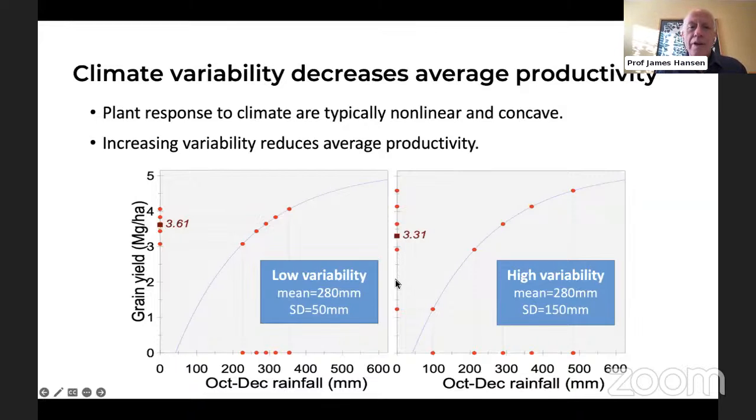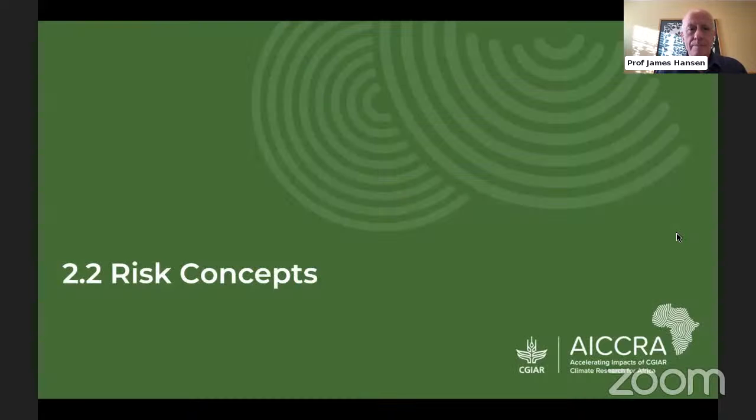But here, the negative deviations in low rainfall years have a bigger negative impact on yields than the positive deviations in high rainfall years. And because of this, variability matters not just to the variability of production, but even to average production.